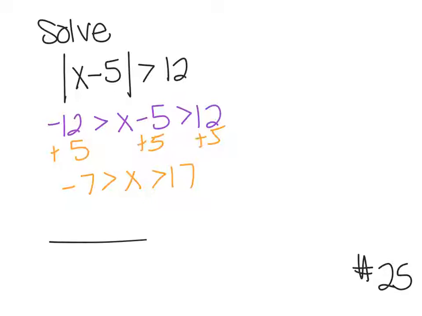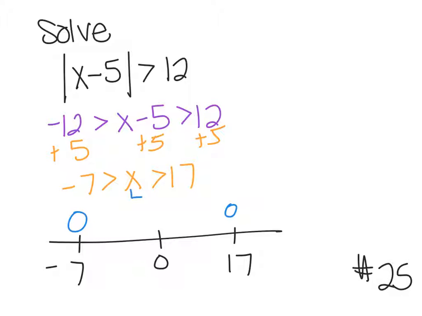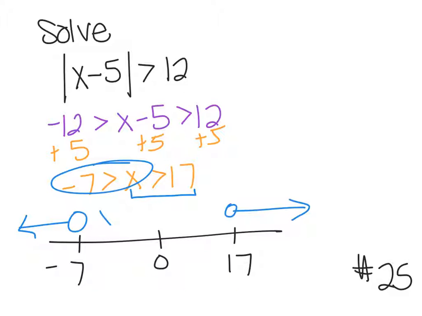Let's do a simple sketch of this. Here's 0. Here's 17, here's negative 7. I'm going to have open circles at both. And I like to look at this. x is greater than 17. So my answer goes in that direction, which means this one goes in the opposite. And the reason why, if I take this and I flip the order, which means I need to flip the sign.